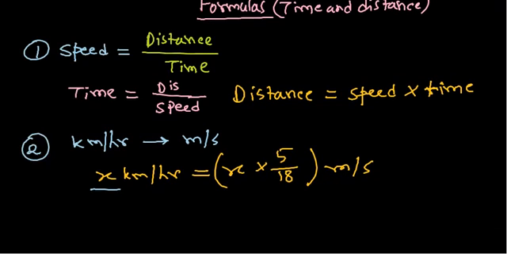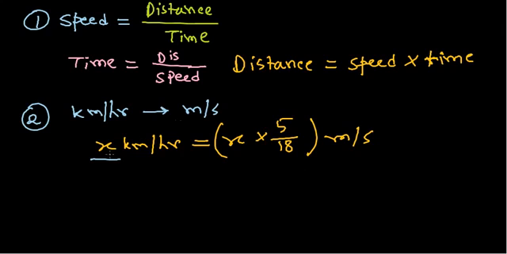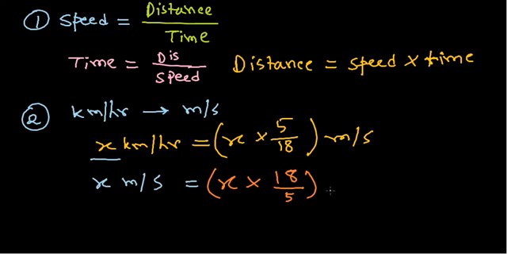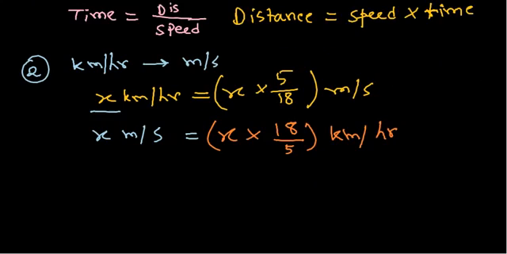Similarly, when you need to convert from meter per second into kilometer per hour, let's say x meter per second, we need to find the kilometer per hour value. For that, the answer will be x multiplied by 18 by 5. You simply swap it. So it's a one-way conversion. Multiply by 5 by 18 if you need to convert kilometer per hour into meter per second. If you need to convert meter per second into kilometer per hour, multiply by 18 by 5.